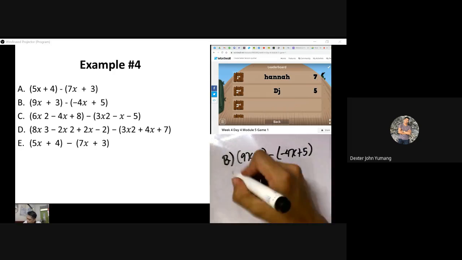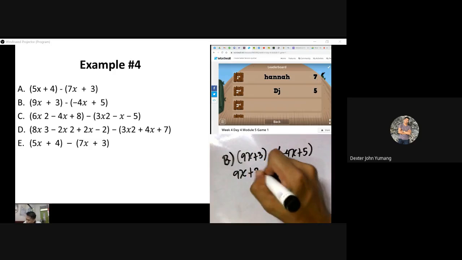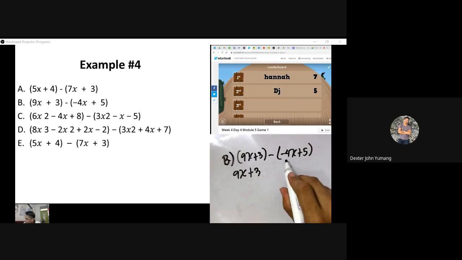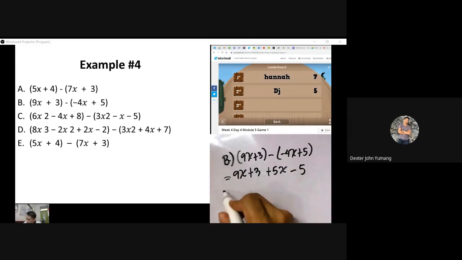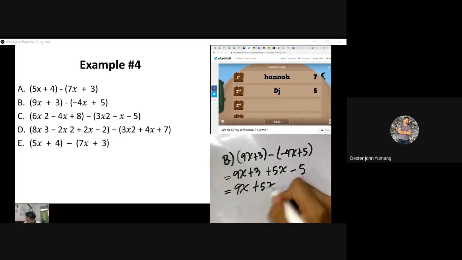So papalitan natin ng sign, bring down muna yung 9x plus 3. Yung negative 4x, negative siya, so magiging positive na siya. I-change natin ang sign. Itong plus 5, magiging negative 5 na siya. Okay? Next, i-combine lahat ng magkapareho. 9x has the partner, 4x. 3 has the partner, negative 5.